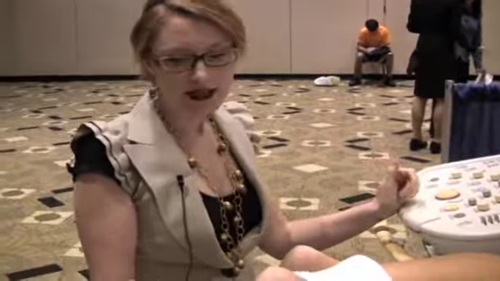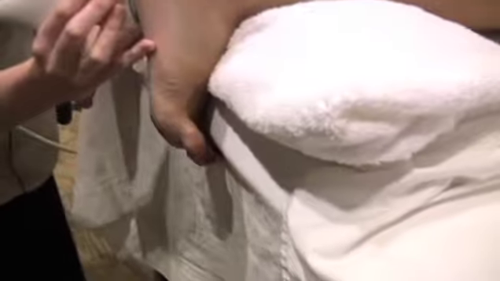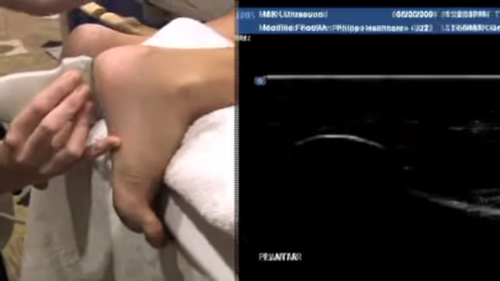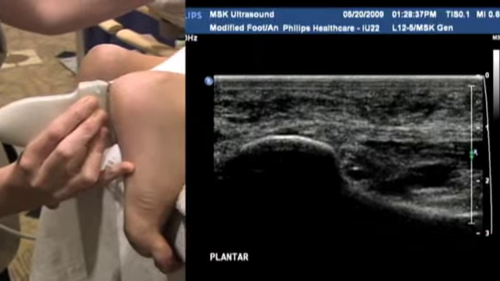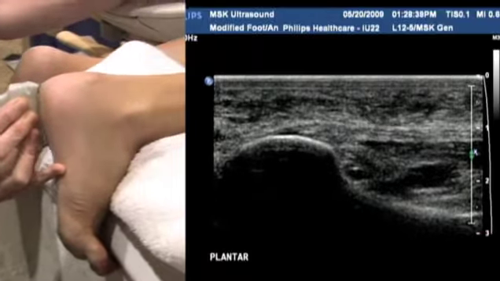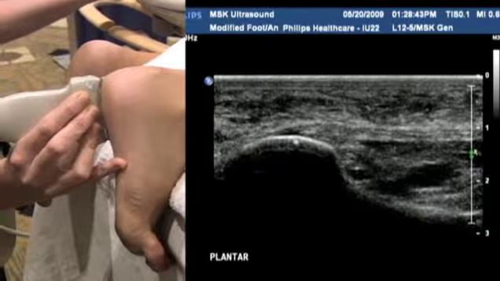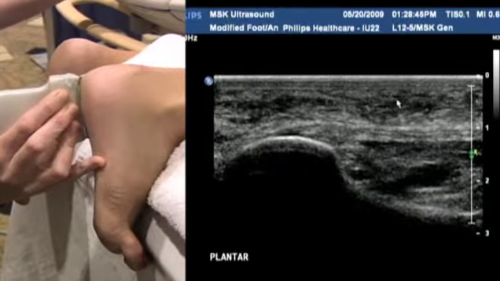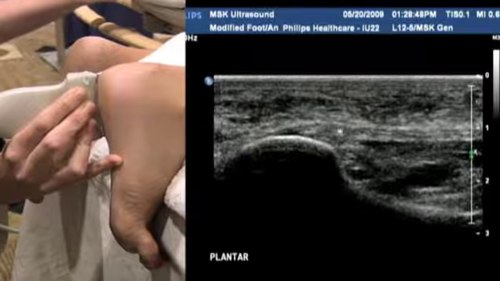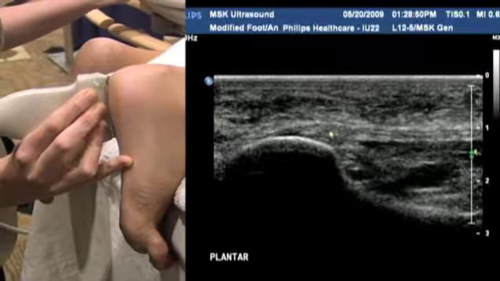So we'll start with the plantar aspect. I'm going to ask our patient just to curl her toes underneath and stretch out the bottom of her foot. I'm going to look at the plantar fascia. So you can see here the calcaneus, the heel pad above, and the medial insertion of the plantar fascia here.